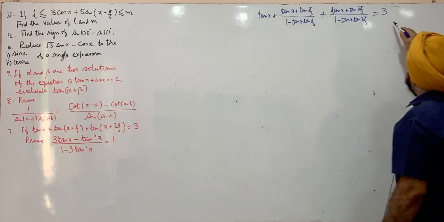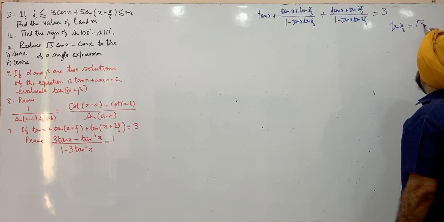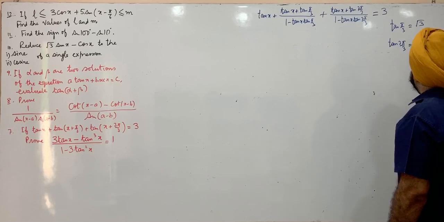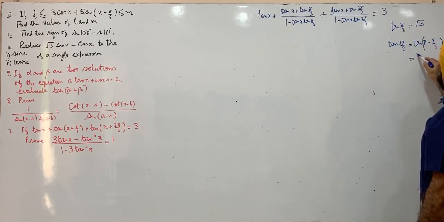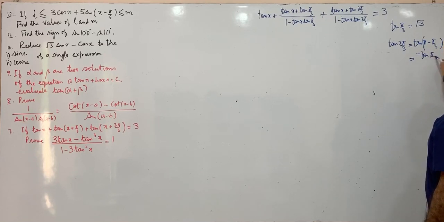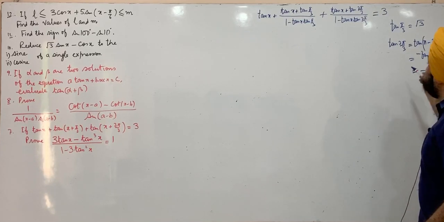Substituting values, tan pi by 3 is tan 60, that is root 3. Tan 2 pi by 3, this is tan of pi minus pi by 3, that is minus tan pi by 3. This is using allied angles. If you are unable to find the value of this, do revise the chapter on my lecture on allied angles, the link for which is given in the description. This is minus root 3.